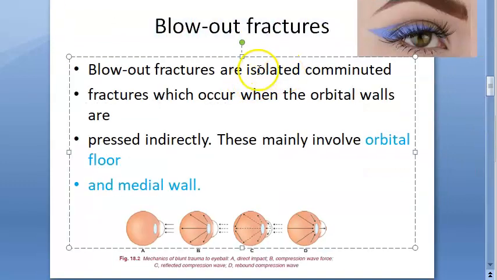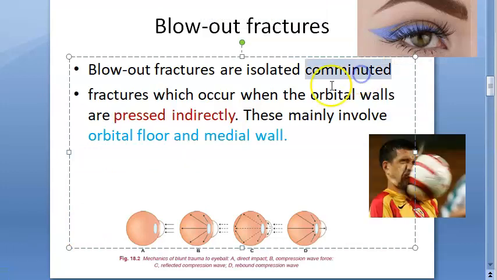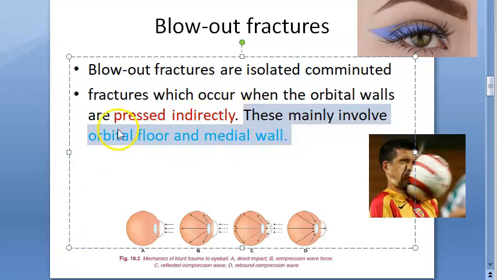A blowout fracture. It is an isolated, comminuted fracture which occurs when the orbital walls are pressed indirectly. So what does pressed indirectly mean? Comminuted means reduced to minute particles or fragments, and it is an isolated comminuted fracture. When the orbital walls are pressed indirectly, then how do you press the orbital walls directly? So what they are saying here is that mainly the orbital floor and medial wall get affected.